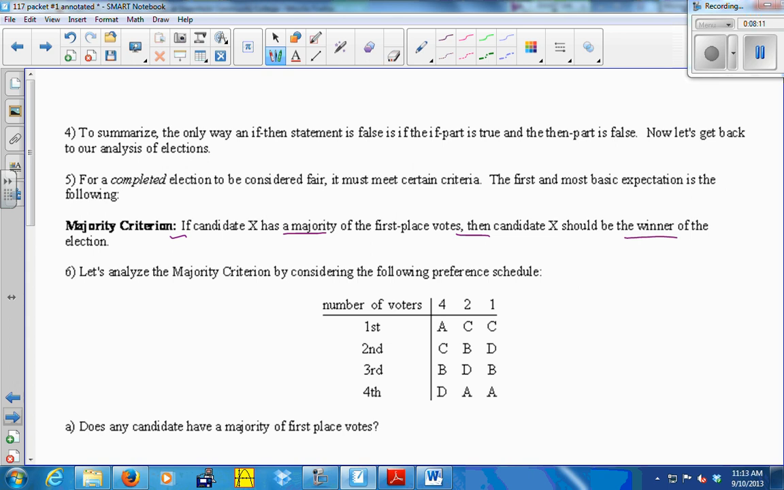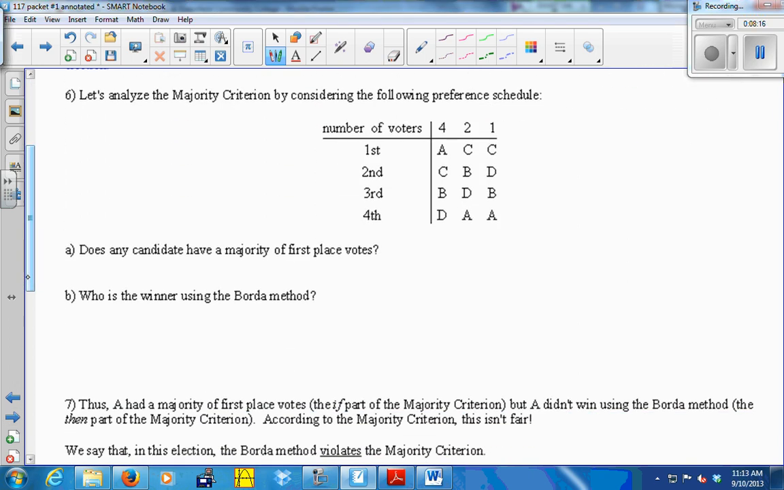So let's analyze the majority criterion by considering this preference schedule. Does any candidate have a majority of the first place votes? Okay, how many people voted? 7. So what would a majority be? 4, right? So 7 voters. So more than half. So half is 3.5, but a majority is more than half. So it takes 4 for a majority. Does any candidate have 4 or more first place votes? Yes. Okay, who? Yes, A has a majority.